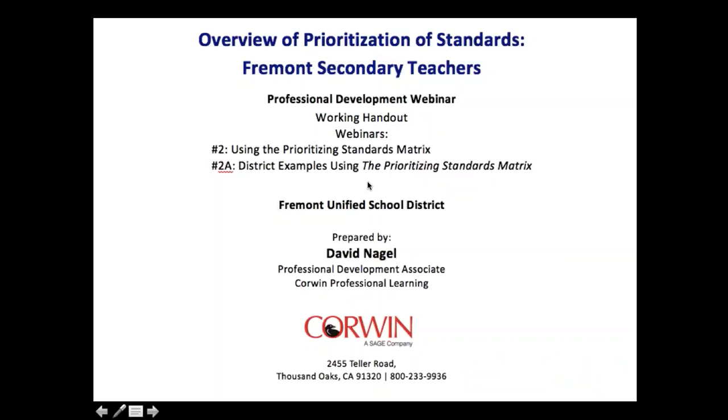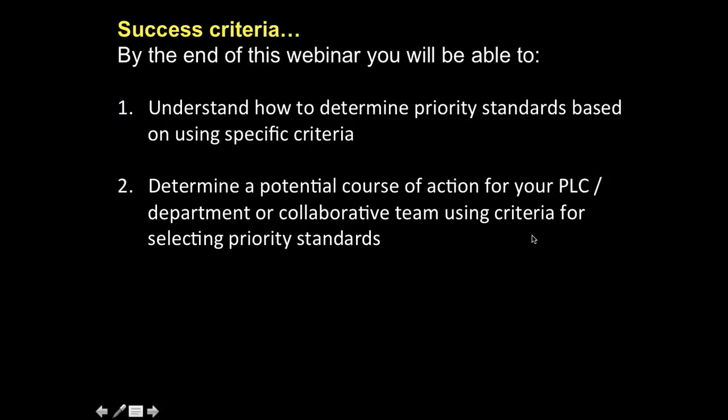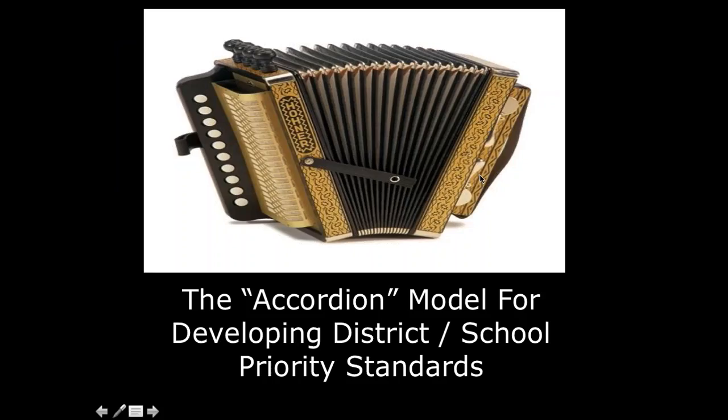Hopefully you have this working handout in front of you that addresses webinar 2 using the prioritizing standard matrix, and then the next one, district examples using the prioritizing standard matrix. Our success criteria for these two webinars back to back is to understand how to determine priority standards based on using the specific criteria of endurance, leverage, and readiness. And I'm going to add on to that just a little bit in this webinar. And then determine a potential course of action for your PLC, department, or collaborative team to use that criteria to begin selecting priority standards.